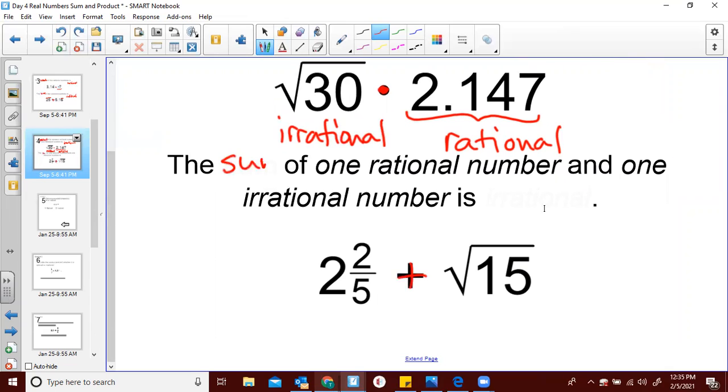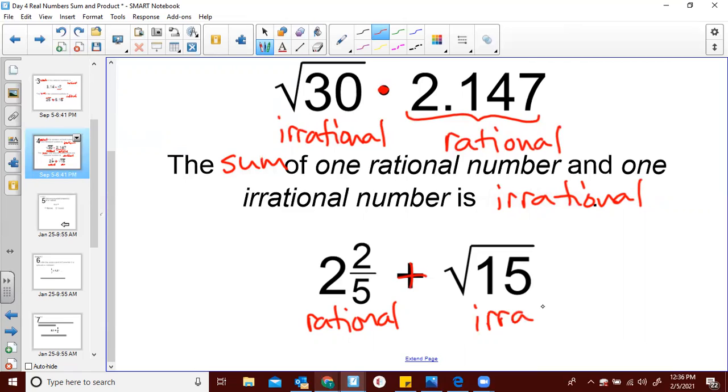All right, this works for the sum as well, right? For addition, one rational number and one irrational number is always going to be irrational. Well, I know that this is a mixed fraction. So 2 2/5, it's a fraction, right? So this is definitely rational. And if you take the square root of 15, you are not going to get a perfect square. So this will be your irrational.